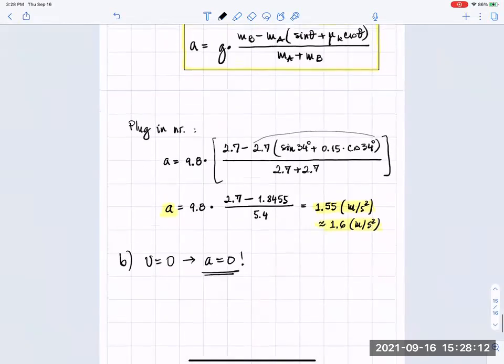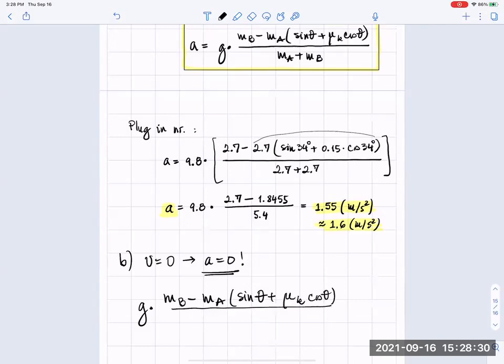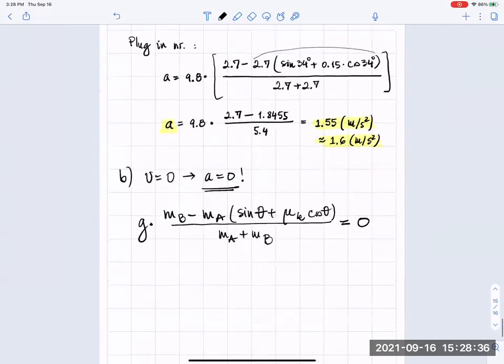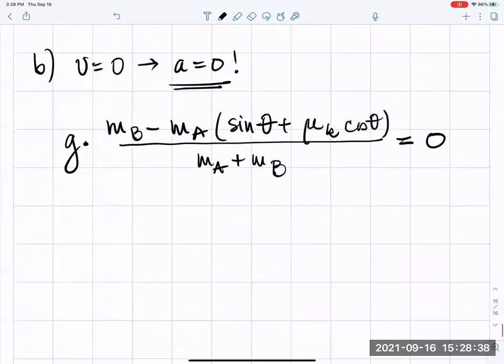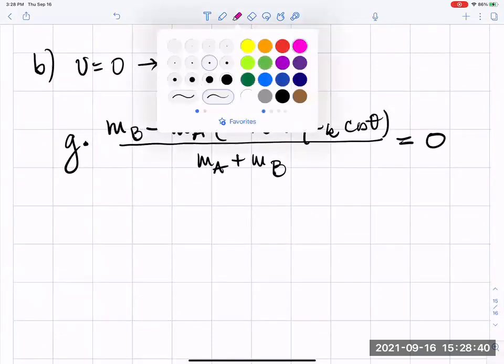So I'm going to take that. What was our acceleration? It was G times mass of body B minus mass of body A, sine of theta, plus mu K that you need to find, cosine of theta, all divided by MA plus MB. Now this, ladies and gentlemen, has to be 0. That's the condition.